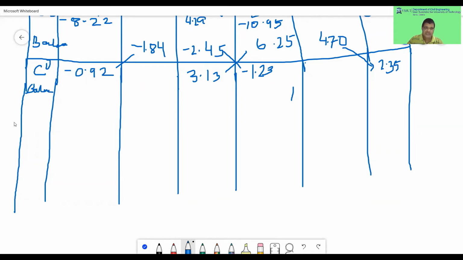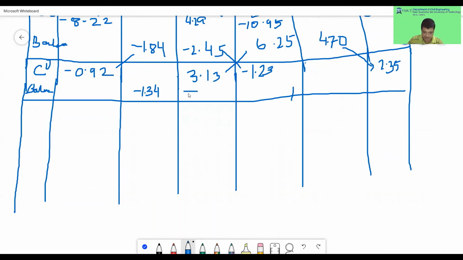Now it will balance. What will happen? You have plus 3.13 here. You have to apply minus 3.13. So this will be minus 1.34. Multiply this value with 0.429 and 0.571. It will be minus 1.79. And then here it will be minus 1.23. So apply plus 1.23. So it will be 0.7, and here it will be 0.5.